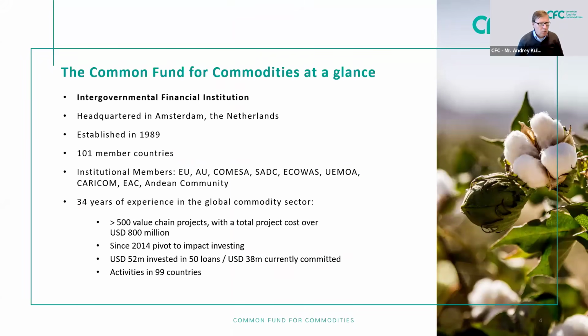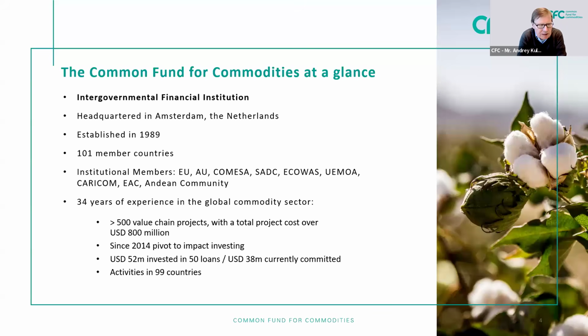So quickly about the Common Fund for Commodities. This is not widely known, but this is an international organization founded by the United Nations with the headquarters in Amsterdam in the Netherlands only. We do not have any field offices. It is a small office in Amsterdam from which we are trying to reach out to all our partners.